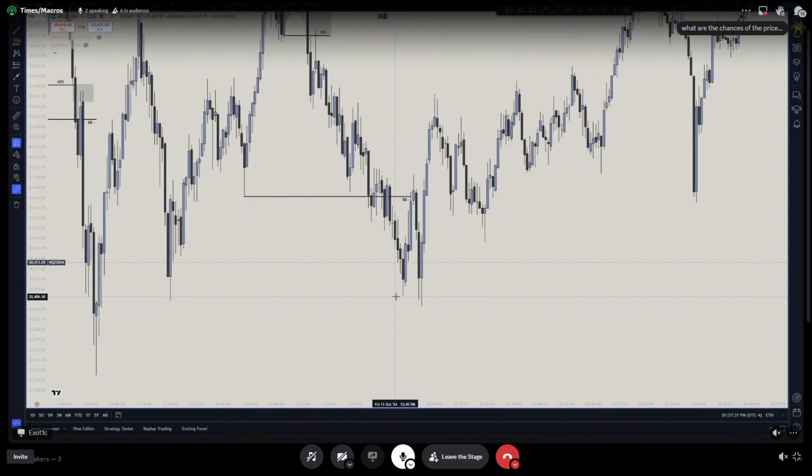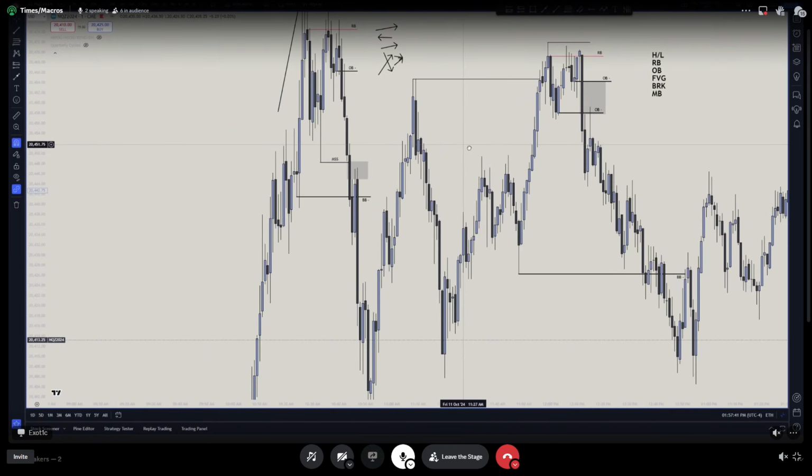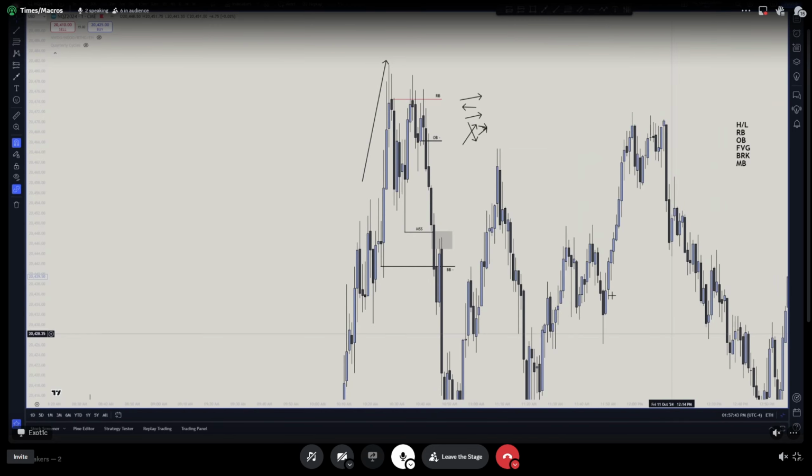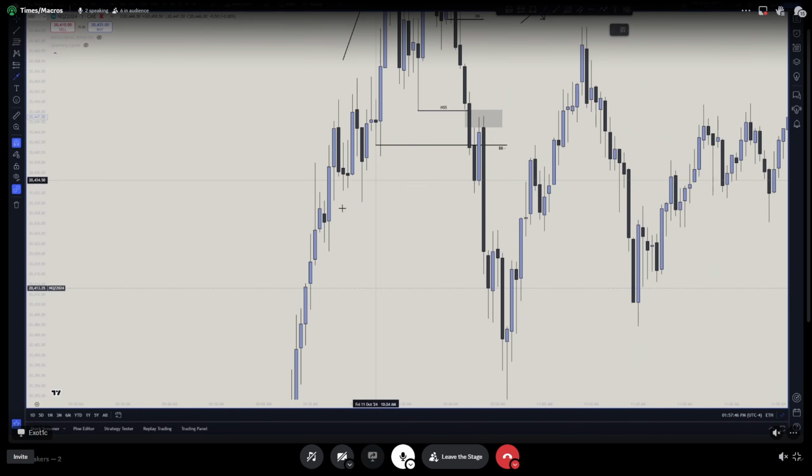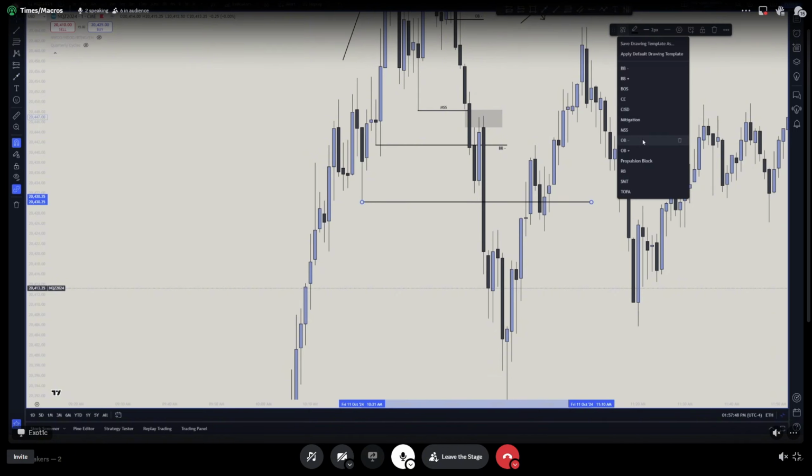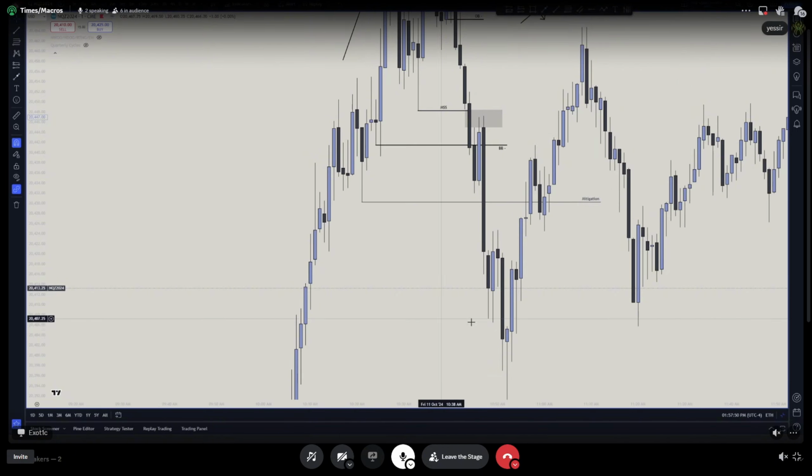So what are the chances of price delivery and continuation after failure in one of these stages? So are you saying, let's say here we failed, like here again we failed this mitigation block here. What are the chances that we fail this and continue higher? Is that kind of what you're saying?